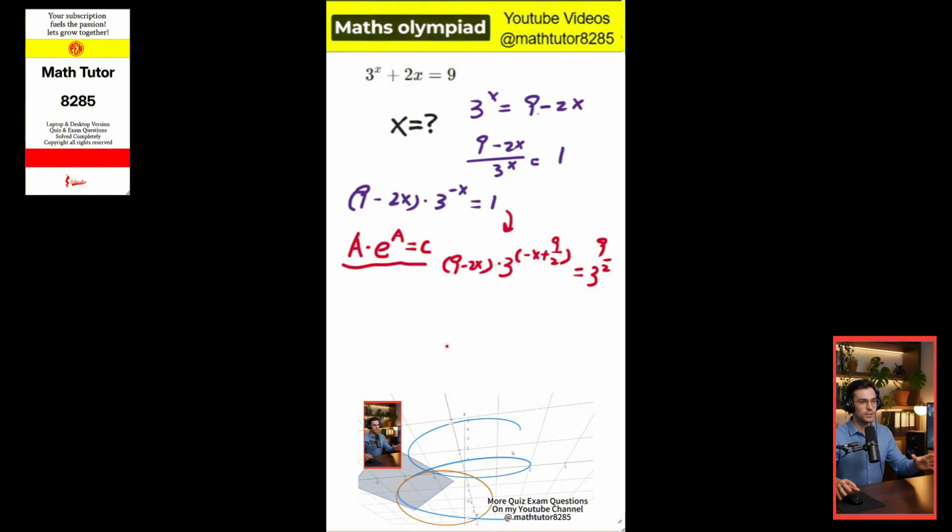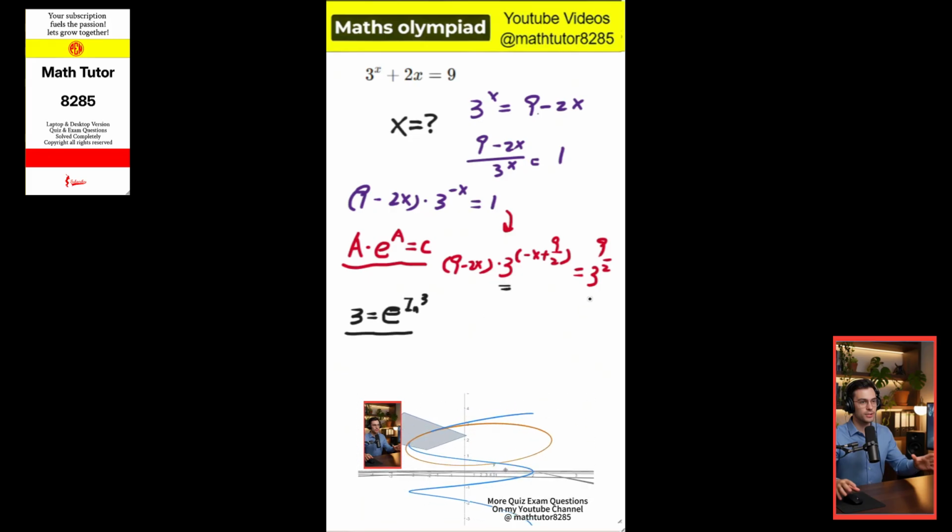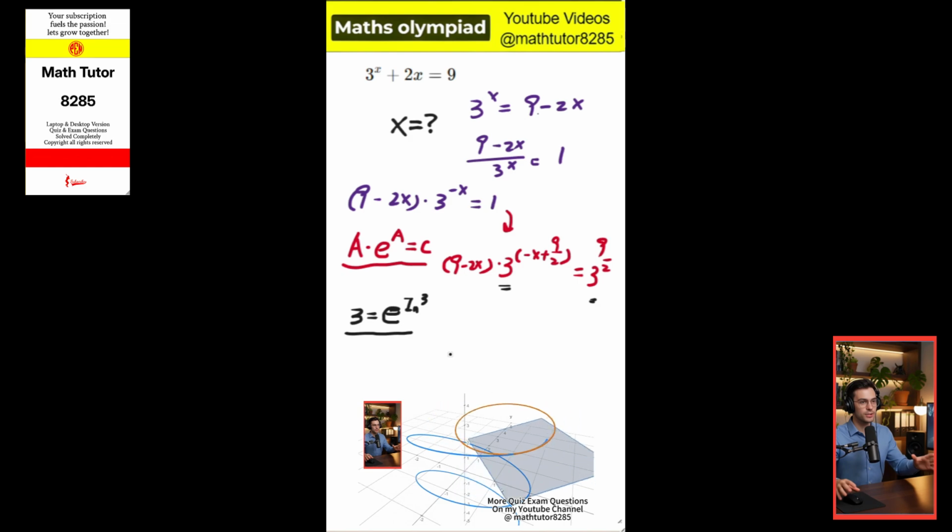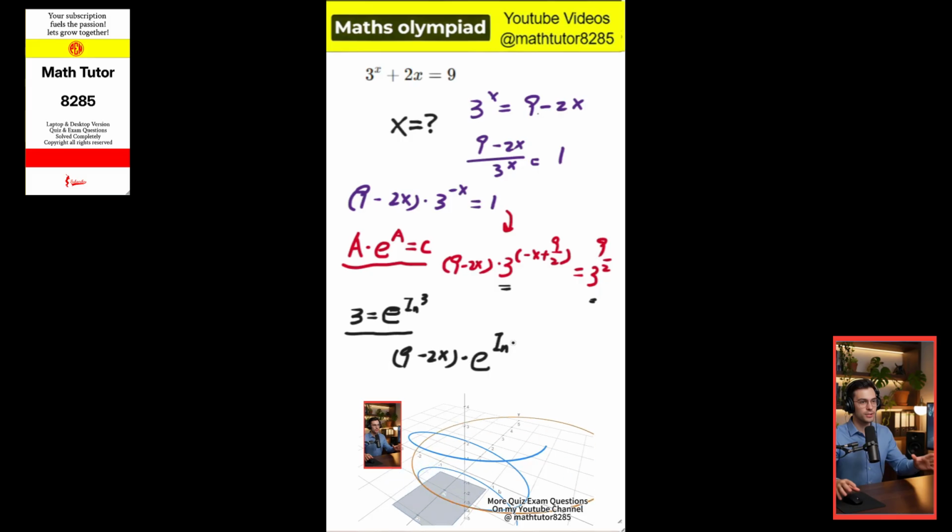Next step, convert to base e. Since the Lambert W function is defined using the natural exponential base e, we now rewrite 3 as e raised to the natural logarithm of 3. Substituting this in gives the quantity 9 minus 2x multiplied by e raised to the product of the natural logarithm of 3 and the quantity negative x plus 9 over 2 equals 3 raised to the 9 over 2 power.